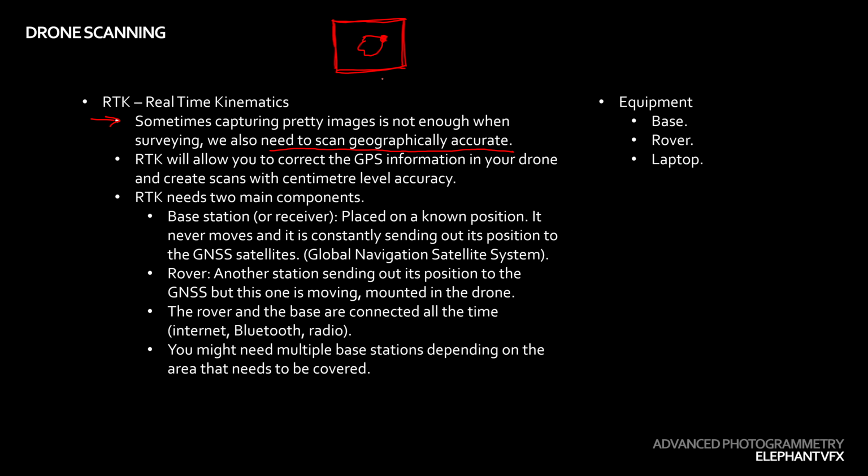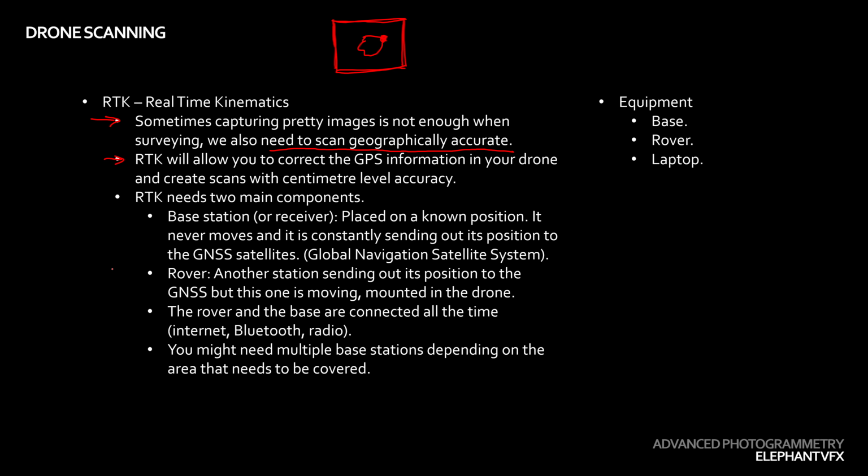Because maybe the production department needs to build something there, needs to rent a helicopter, or maybe needs to rent a motion control system or whatever. And you need to do a technical pre-visualization and you need exact measurements. A traditional or classic photogrammetry scan doesn't give you that. You need to capture extra data. And you can do that with real-time kinematics.